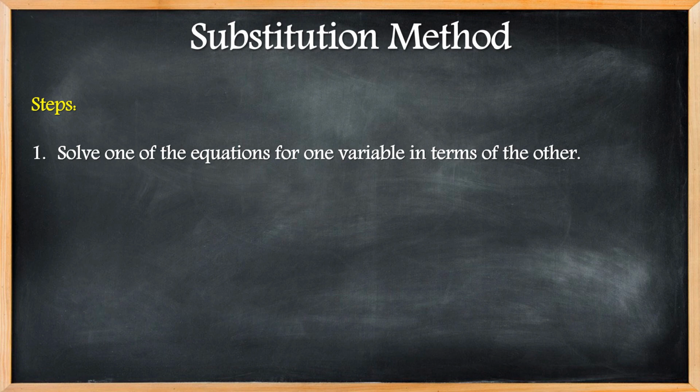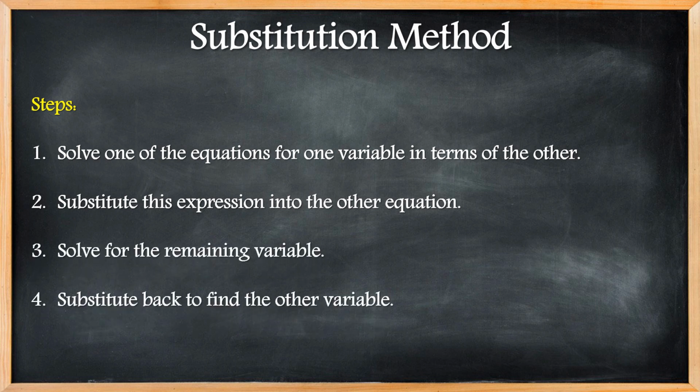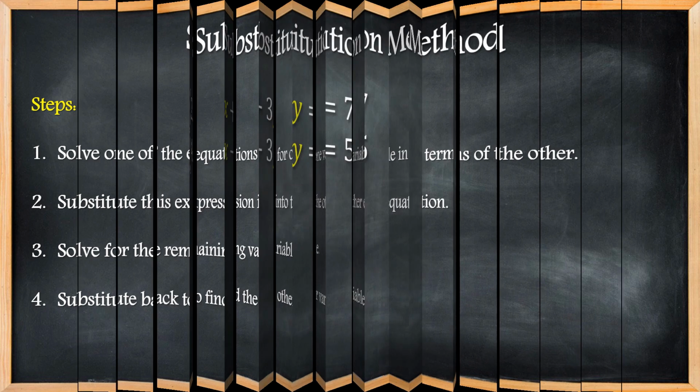This method follows 4 key steps. First, solve one of the equations for one variable in terms of the other. Next, substitute this expression into the second equation. Then solve for the remaining variable. Finally, substitute the value back into one of the original equations to find the other variable. This approach works well when one equation is already solved for a variable or can be easily rearranged. Let us go through an example.